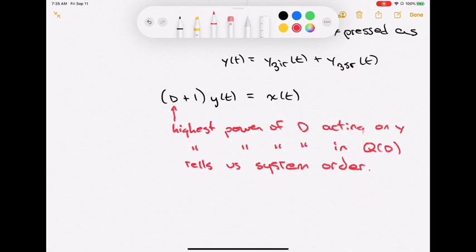I have an input. We generally know the input, right? We know if we turn a light switch on or hook up a battery or put in a sinusoid or whatever the thing is that we drive the system with. We usually know that. What we're trying to find is the y of t.